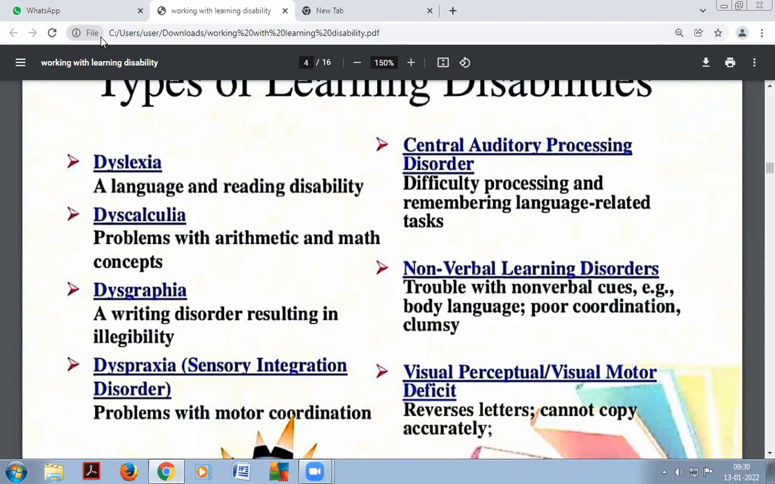Accuracy, copying the letters and words. Suppose you have written something on the blackboard, and those students suffering from dysgraphia, especially in the junior classes, will not be able to copy as it is whatever is written on the blackboard. You might have faced these types of problems. Recall it and understand here, this is related to dysgraphia.